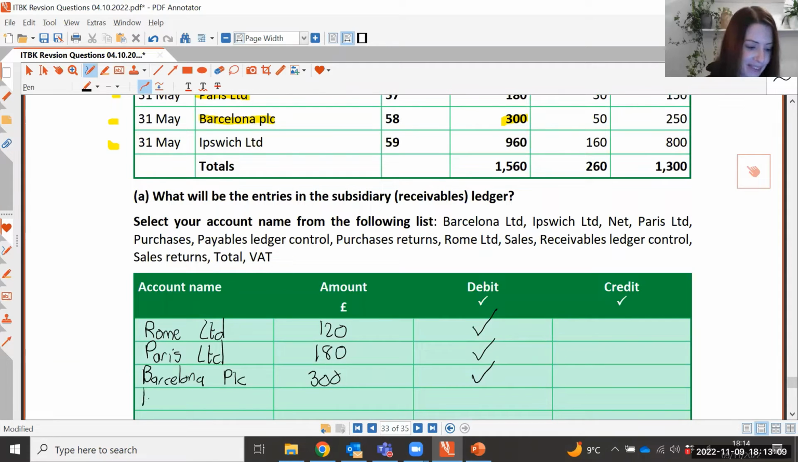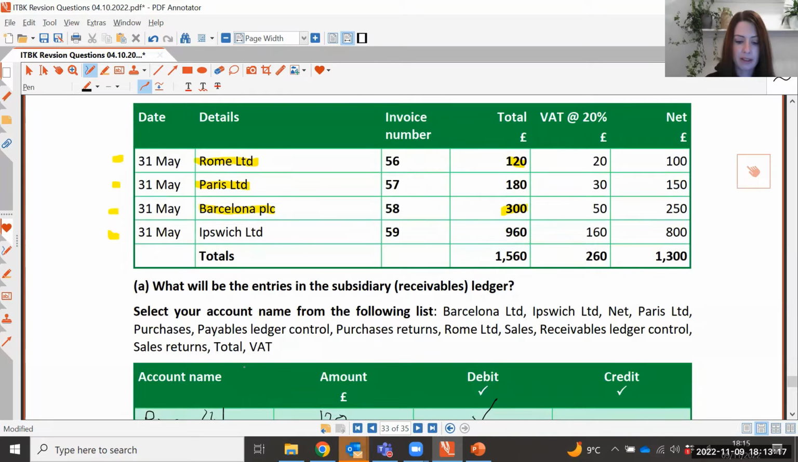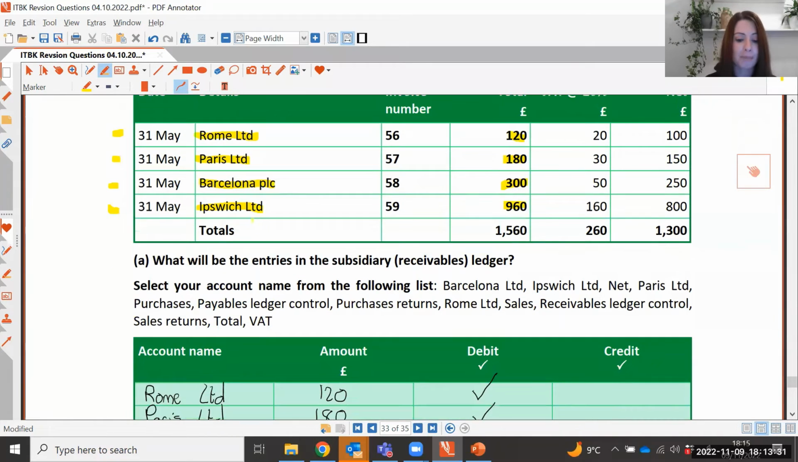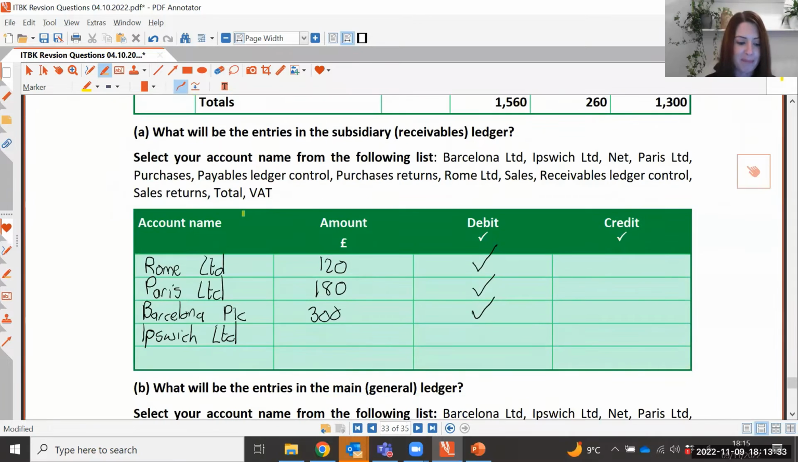Yeah, and what would the amount be? Good, 960, good. Yeah, so it's always the gross value that we enter into the subsidiary ledger. Good, and yes, it will be a debit. Brilliant. So 960. And it's a debit.